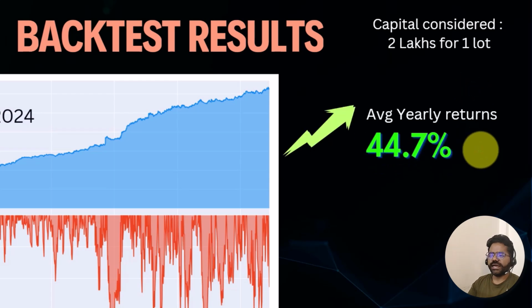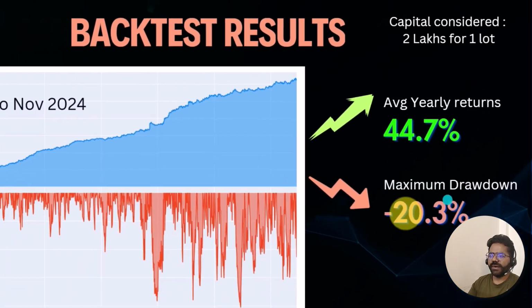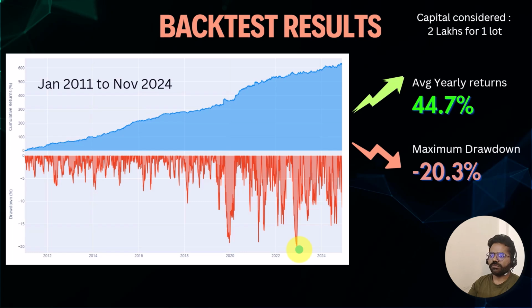The average yearly return is 44%, the maximum drawdown you can see is minus 20%, and the return by drawdown ratio is 2.2. It basically tells you that you may lose 20% at any point in time, but you are making 44% in a year. As long as it is more than 1, we are good.